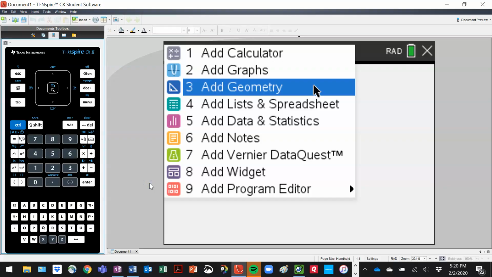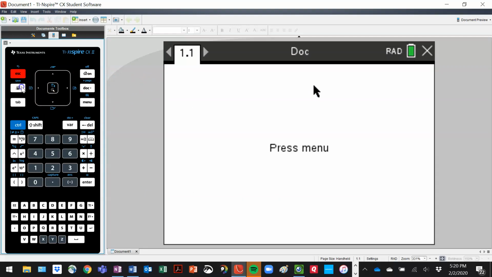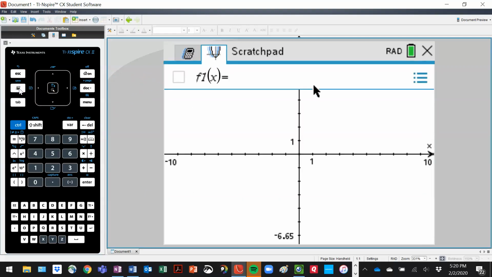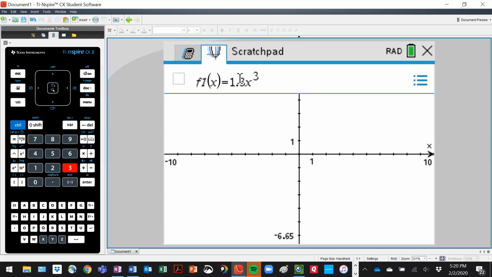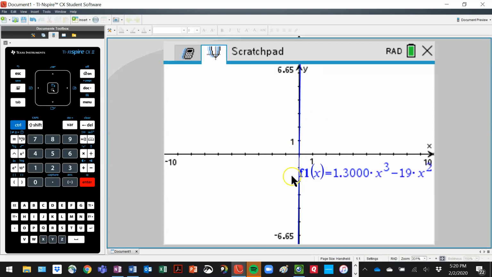That didn't work, that's weird. There we go. On my calculator, let me escape out of here. I want to go over to the graph, and I'm going to type in my function in F1, which is 1.3x to the third power minus 19x to the second power plus 83x. Hit enter. That is not a good looking graph. So let's see what's going on. I think we're having some challenges with the window here.